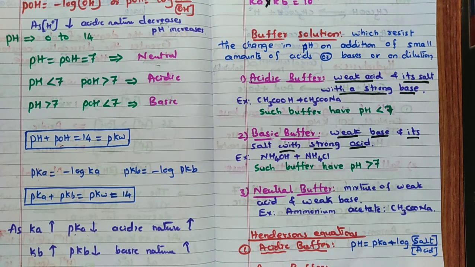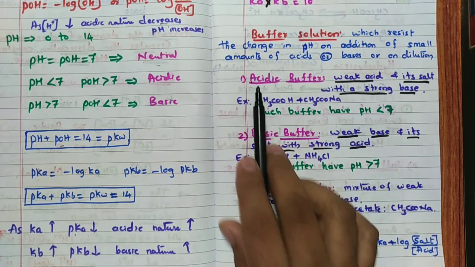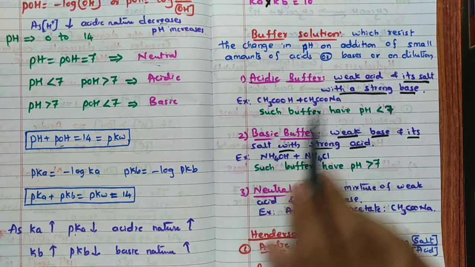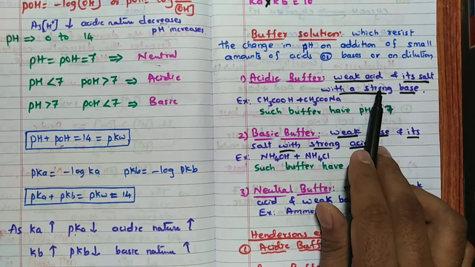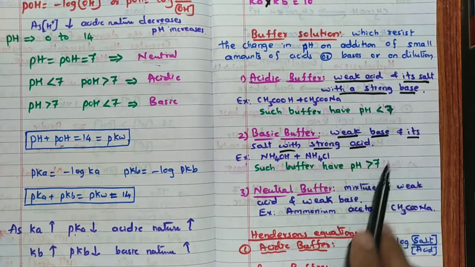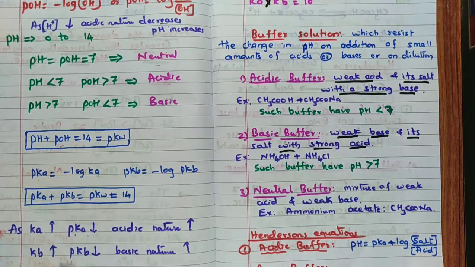In that case, you have to be very careful. Weak acid, acidic buffer; weak base, basic buffer. When you take a weak acid, you take the reverse basic strength: weak acid with strong base, weak base with strong acid. Neutral buffer is nothing but a mixture of weak acid and weak base. Remember, strong acid and strong base never form a buffer.